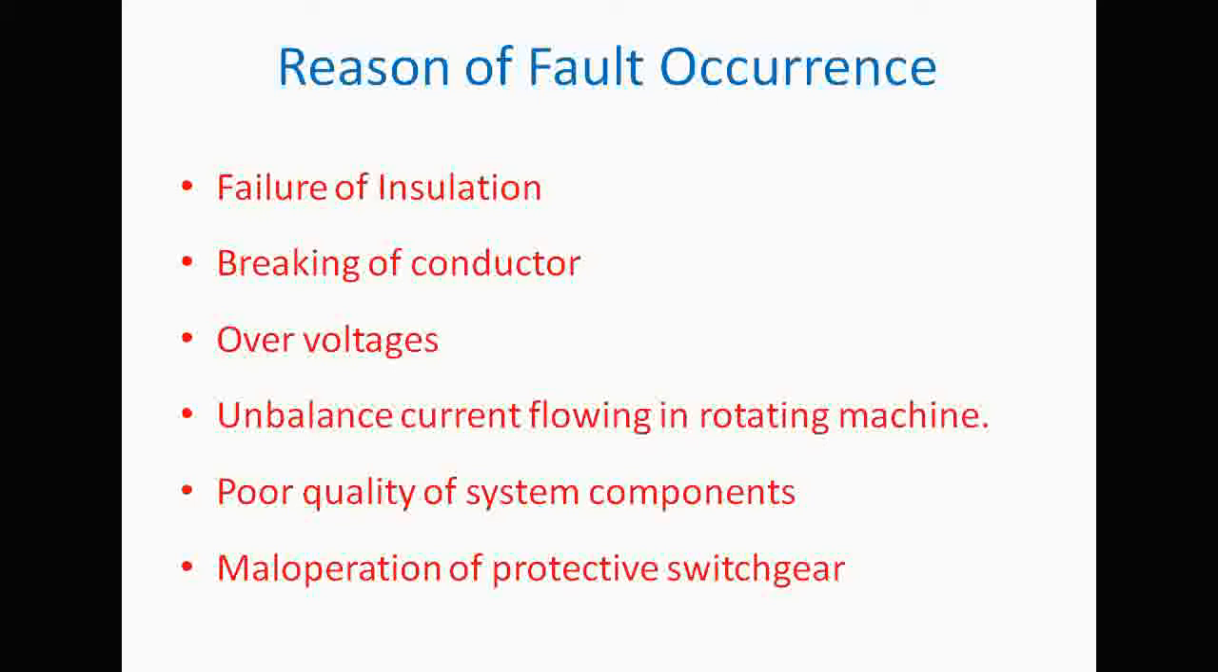Over voltages, unbalanced current flowing in the rotating machine under abnormal conditions. If your protective device does not operate in a proper manner, in that case we can see unbalanced current in the rotating machines. It will create harmonics in the system, and it will definitely increase the problems towards your insulation level and your temperature level. So at one time your rotating machine goes out of service.